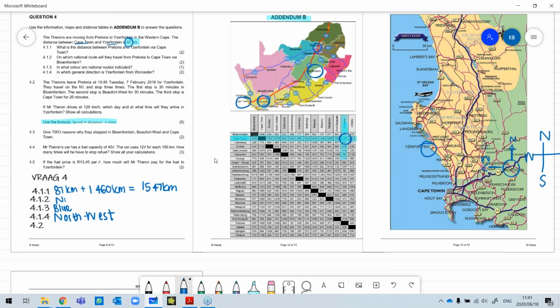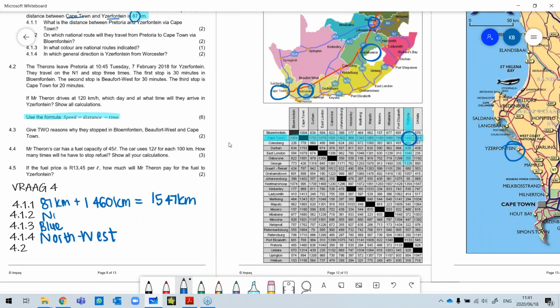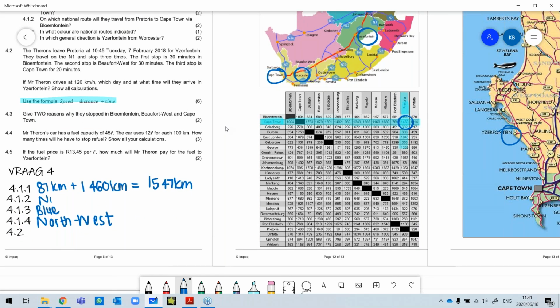Okay, next question, question 4.2. I'm just going to zoom in a little bit so that you can follow. The Therons leave Pretoria at 10:45 Tuesday, 7 February 2018 for Eiserfontein. They travel on the N1 and stop 3 times. The first stop, 30 minutes in Bloemfontein. The second stop in Beaufort West for 30 minutes. The third stop in Cape Town for 20 minutes. If Mr. Theron drives 120 kilometers per hour, which day and at what time will they arrive in Eiserfontein?